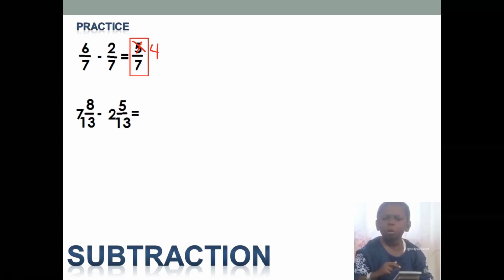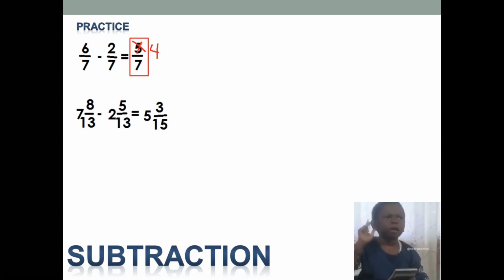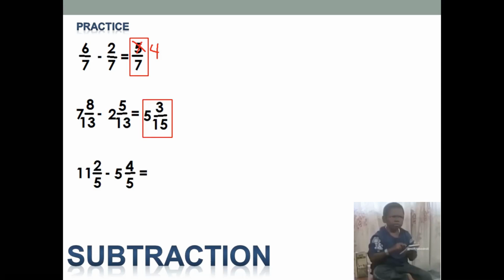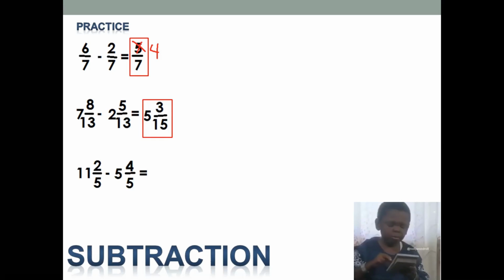7 and 8/13 minus 2 and 5/13. We can get the 5 and 3/13. Next, 11 and 2/5 minus 5 and 4/5. Subtract the whole number and subtract the numerator. But for this example, again, take note guys, we can't subtract 2 and 4 because 4 is greater than 2, so we need to borrow in our 11.